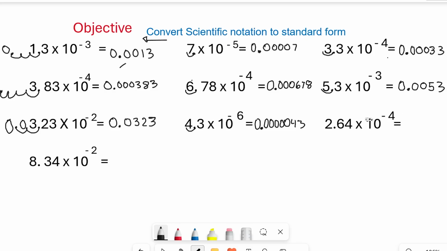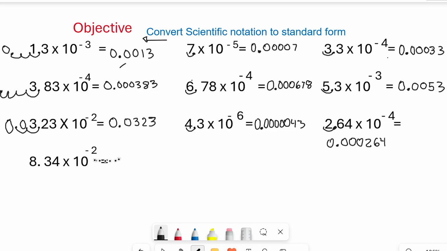Because the exponent is negative, we're moving back the decimal point 4 units. So starting right here, I'm going to move it back only 1 unit. Now I know I need to put 3 zeros. So let me write it here because of the space. So that should be 0. I'm going to write 3 zeros, 1, 2, 3, and then 264. The decimal point was between 2 and 6, right here. Moving it back 4 units, 1, 2, 3, 4 units, that'll be the answer.